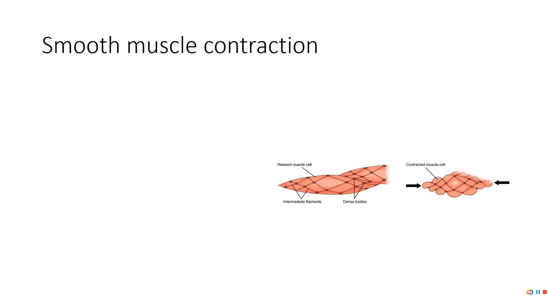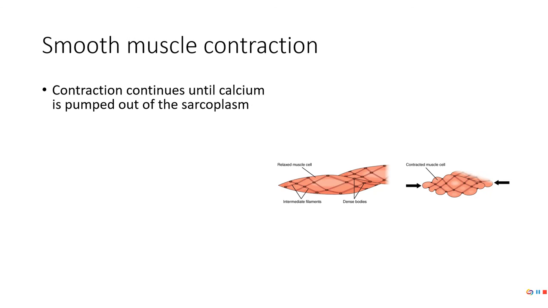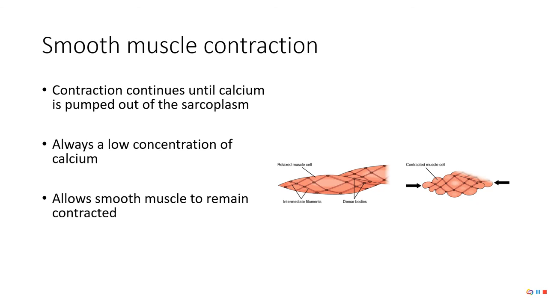Okay. Now this contraction continues until there's no more calcium, or a lot less calcium. And so calcium is pumped out of the sarcoplasm by a calcium pump, and most of it goes out into the extracellular fluid. Some of it goes back into the sarcoplasmic reticulum. But just like in a skeletal muscle cell, there's always a small amount of calcium inside the sarcoplasm of a smooth muscle cell. And this is really important because it allows the smooth muscle to remain contracted to some extent. So we always have some sort of smooth muscle tone.